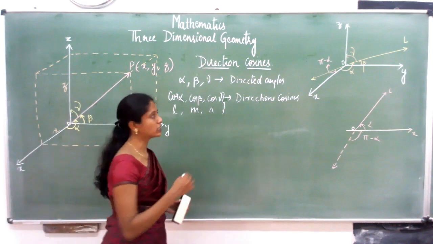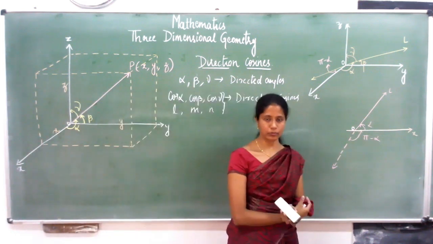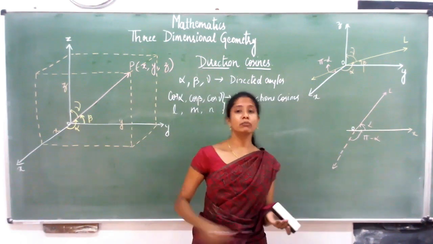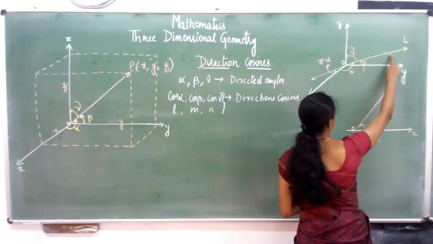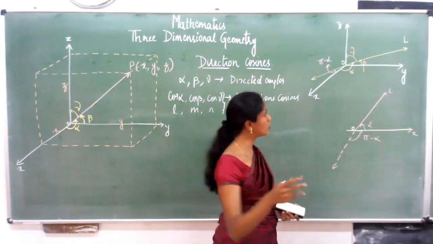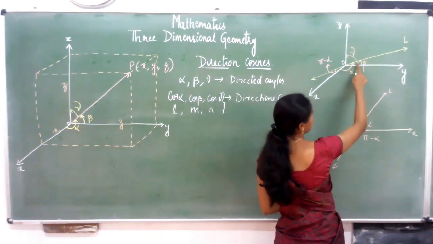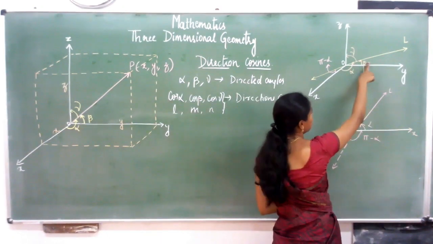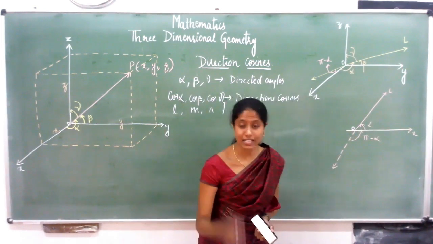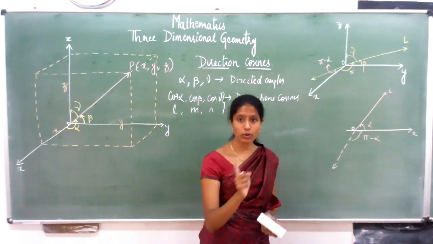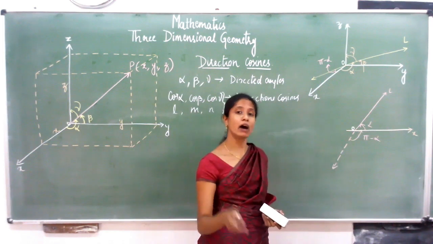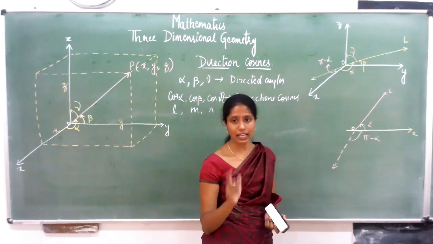So this was what we were studying. Here, what we are doing is considering a line. When we consider a line, the line can have a direction in both ways. So if you have the line L, it can have a direction in both ways. Here you can see the line L is making an alpha angle, beta angle and gamma angle with the positive directions of the x, y and z axes respectively, and it also makes pi minus alpha, pi minus beta and pi minus gamma with the x, y and z axes again.